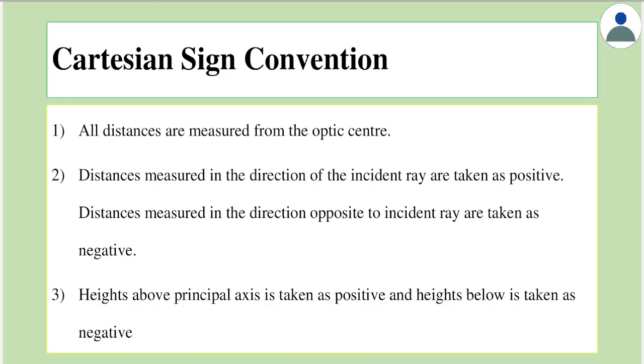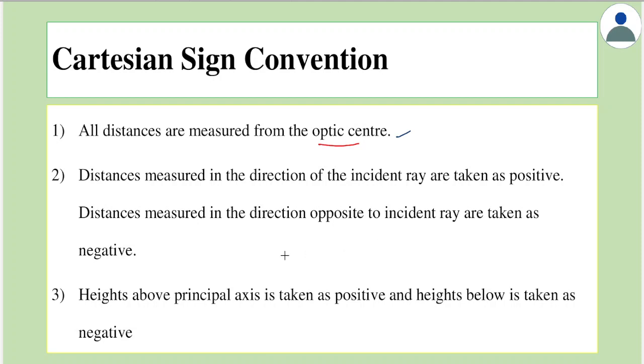Again, here we have the Cartesian sign convention, as we have studied in case of spherical mirrors as well as spherical refracting surfaces. The first convention here is that all distances are measured from the optic center. It is same as in case of spherical mirrors or spherical refracting surfaces, where the reference point was pole. In this case, the reference point is optic center.